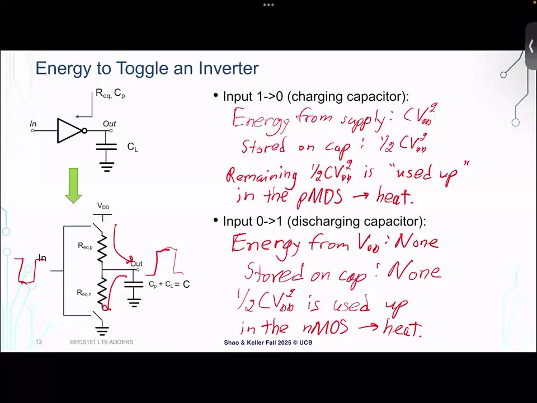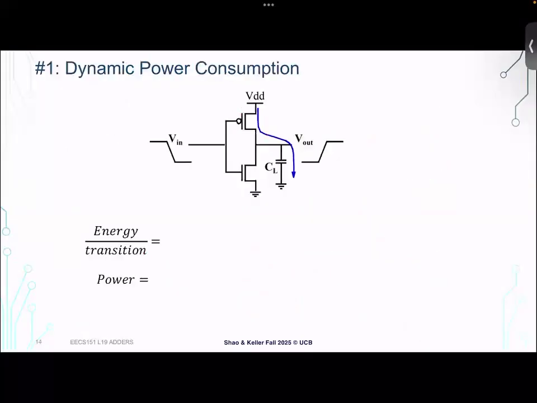And so in order to optimize this, we need to think about how we can use that energy conversion into heat as judiciously as possible and waste as little as possible in order to get the computation done. So let's think now about the energy per transition of this inverter. Let's sum up what we just talked about, where a transition is a full cycle from 0 to 1 and then back to 0.